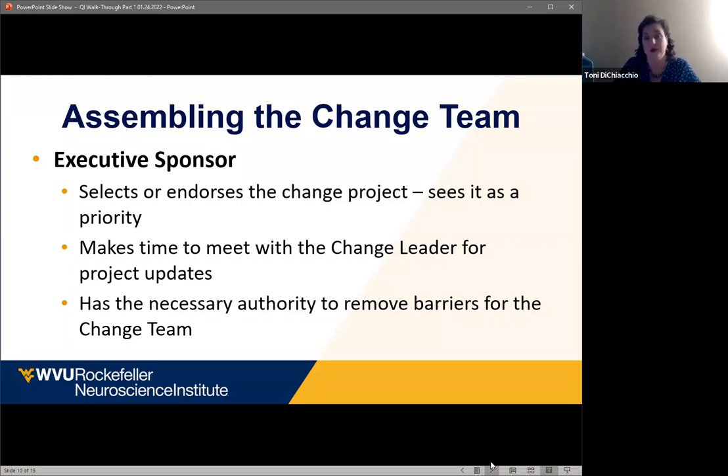And like I said, they will have to have the authority to remove barriers, because the change team will go to them if they run into problems with, say, IT or medical records or some other department or division in which the executive sponsor might have some oversight, but the change leader or the other members of the change team might not necessarily be able to influence. Did you guys have an executive sponsor?